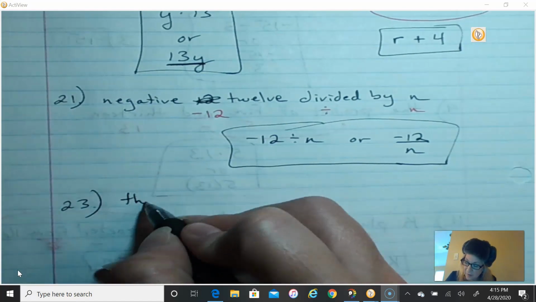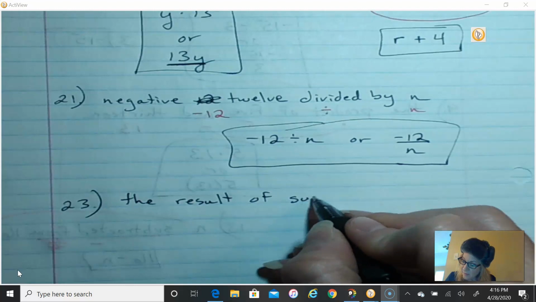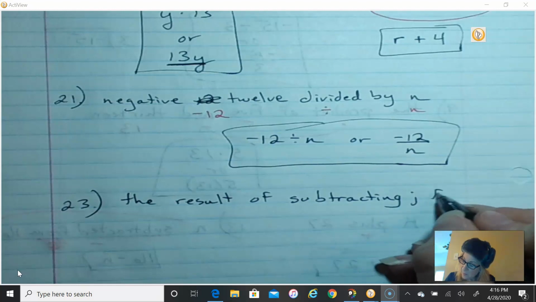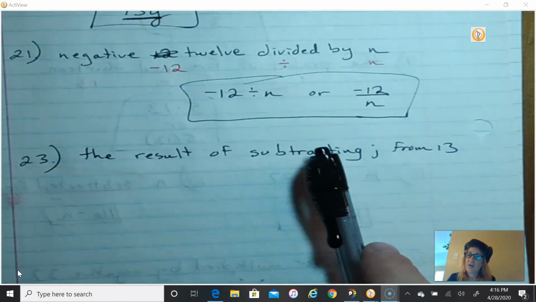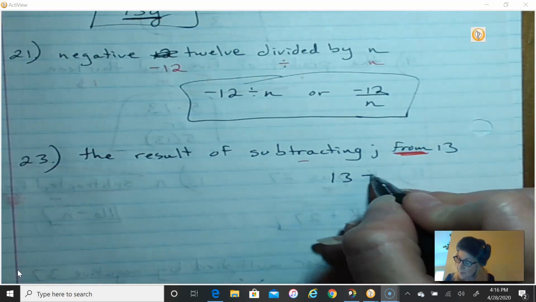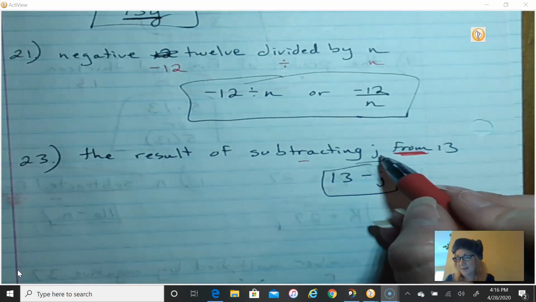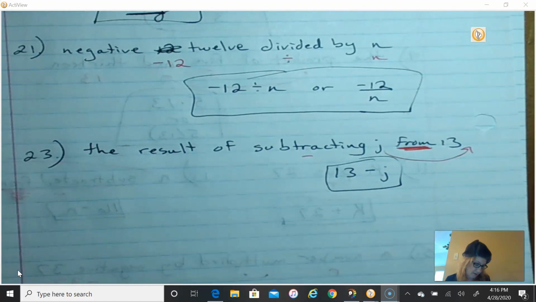Oh, this is a dumb one. The result of subtracting J from 13. Subtracting J from. There's that word again. From. We're subtracting J from 13. So it's going to be 13 minus J. Because of that, that's weird. It goes at the end. So 13 minus J. Okay?